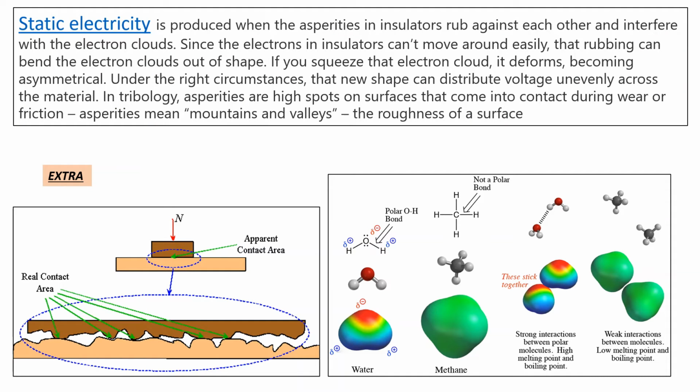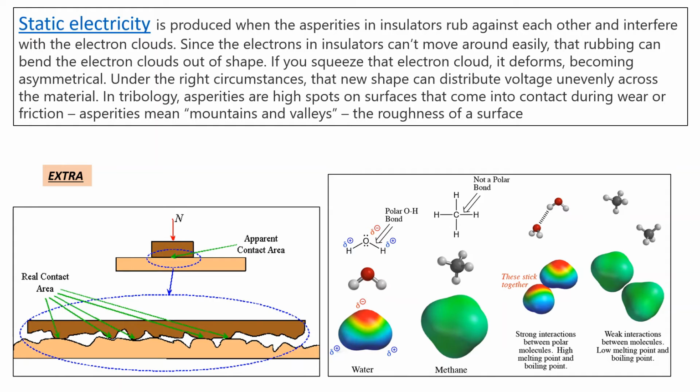So this is an extra slide. Static electricity is produced when the asperities... Now, the word asperities means the rough surface of materials. So for example, you get peaks and you get troughs, where the surface becomes high and low on a so-called smooth surface.